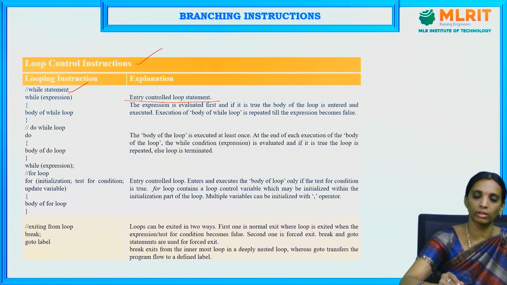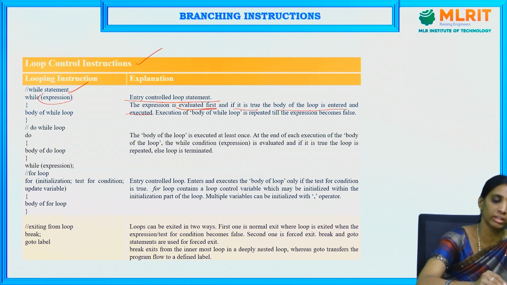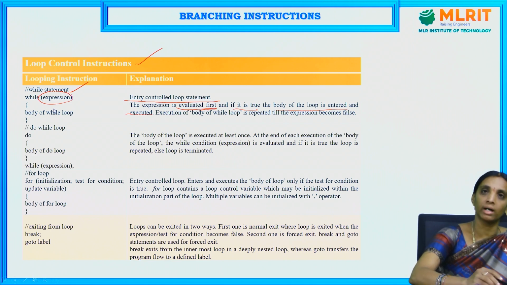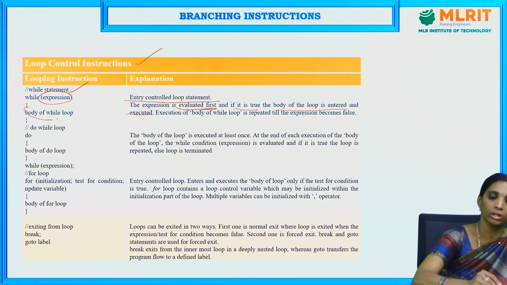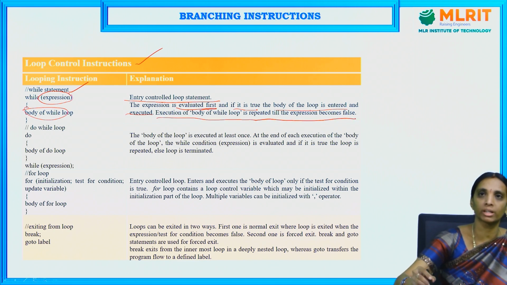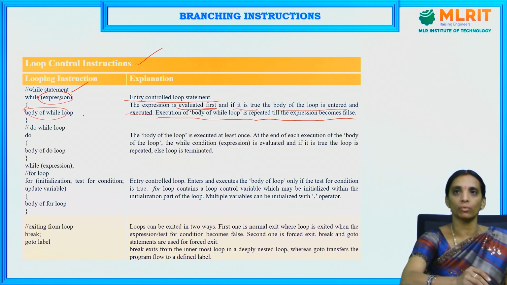The expression is evaluated first, and if it is true, then the body of the loop will be entered and executed. So the expression given in the while brackets is evaluated first, and if it is true, only then does it enter into the body of the while loop. Otherwise, it will not enter into the body of the while loop. And the execution of the body of the while loop is repeated till the expression becomes false. Unless the expression becomes false, the program execution will stay in that while loop only.